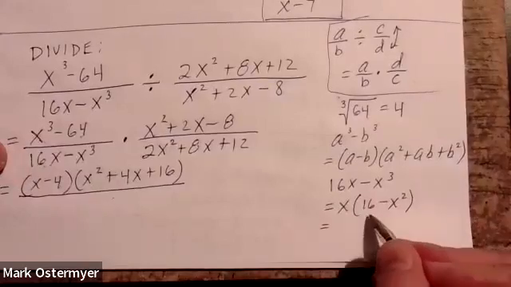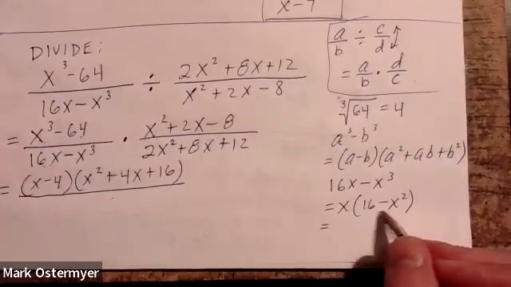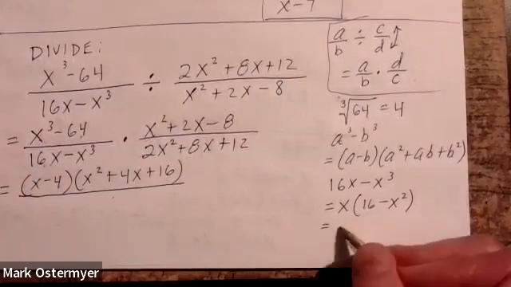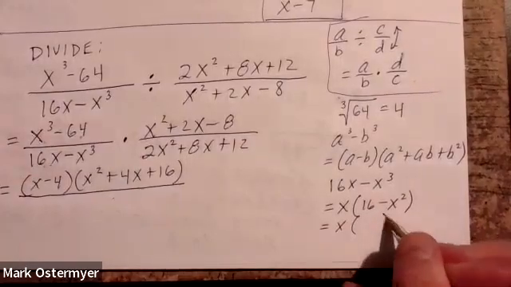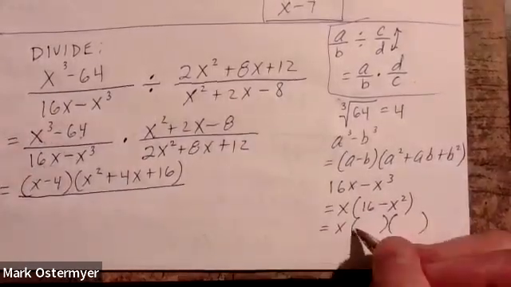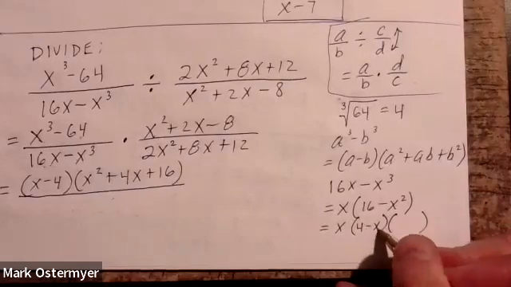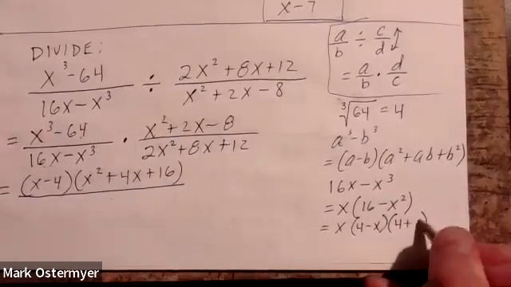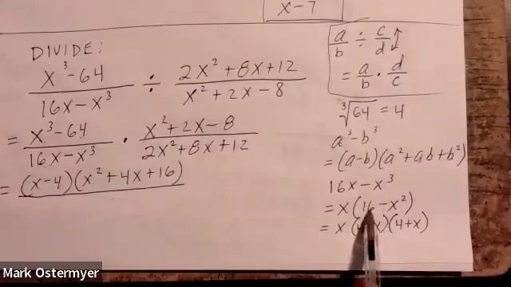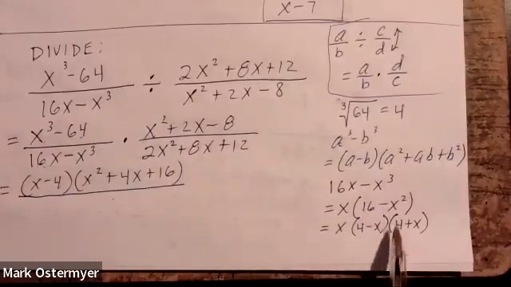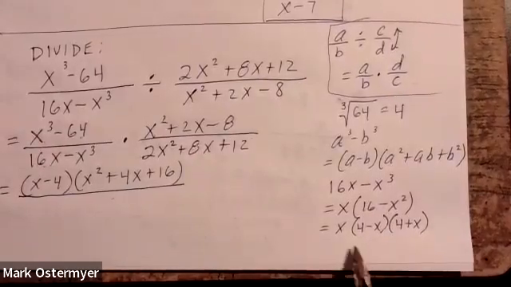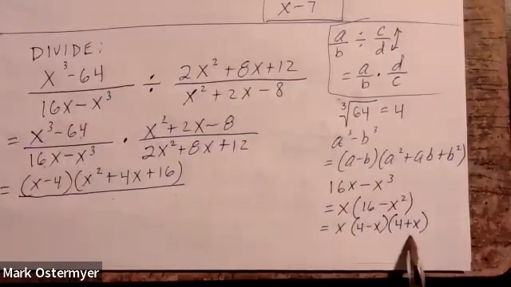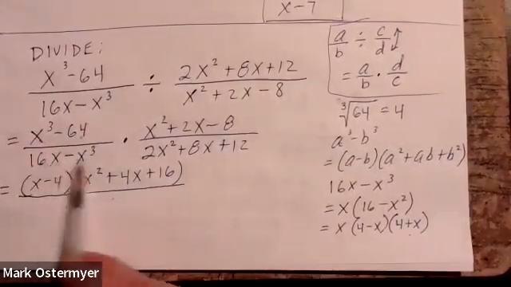Now what I can do is hopefully realize that this is the difference between two squares. So this binomial needs to factor into the product of conjugate binomials, namely 4 minus x times 4 plus x, because this is the difference of two squares. 16 is a perfect square of 4, x squared is a perfect square of x. This would be the complete factorization of this denominator here.